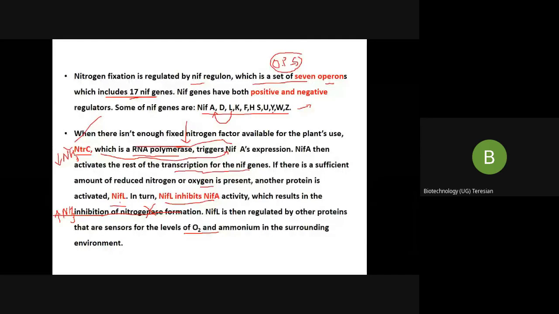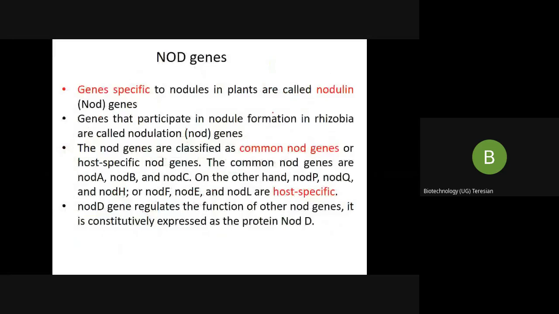So next, this is about the NIF gene. We have one more gene which is known as the NOD gene. NOD genes are those required for the formation of nodules. Here you can see that in one, N is written in capital, and in the other, it is in the small form. First, we'll see the difference between these two.